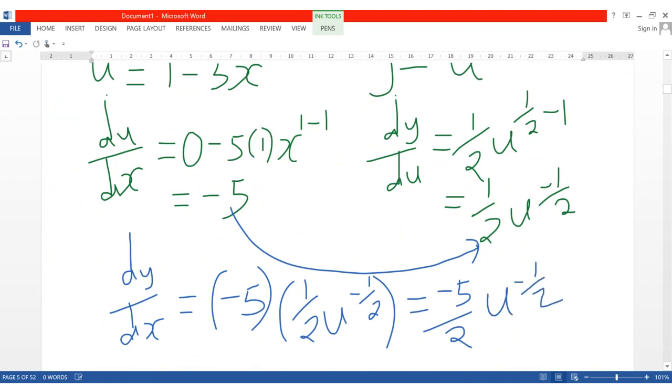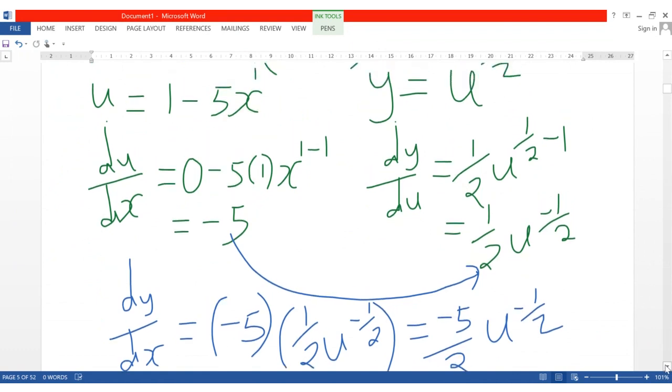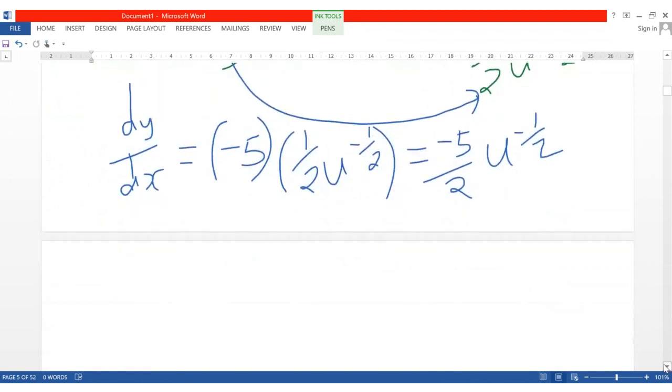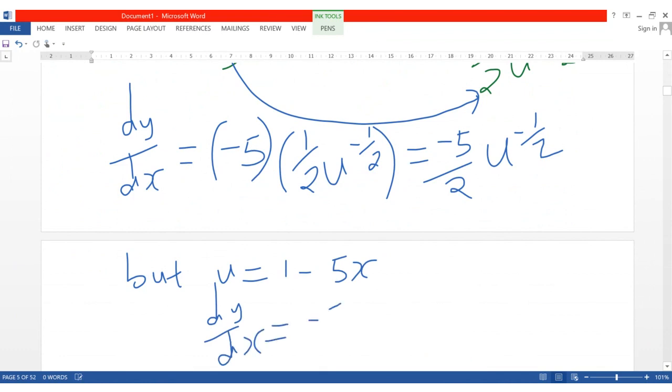But again, I need to replace back the value of u. I go back, but u was 1 minus 5x. So dy all over dx will be given by negative 5 over 2, and then 1 minus 5x raised to power negative a half. And I'm done. You can see my answer is in terms of x. There's no u, so very important.